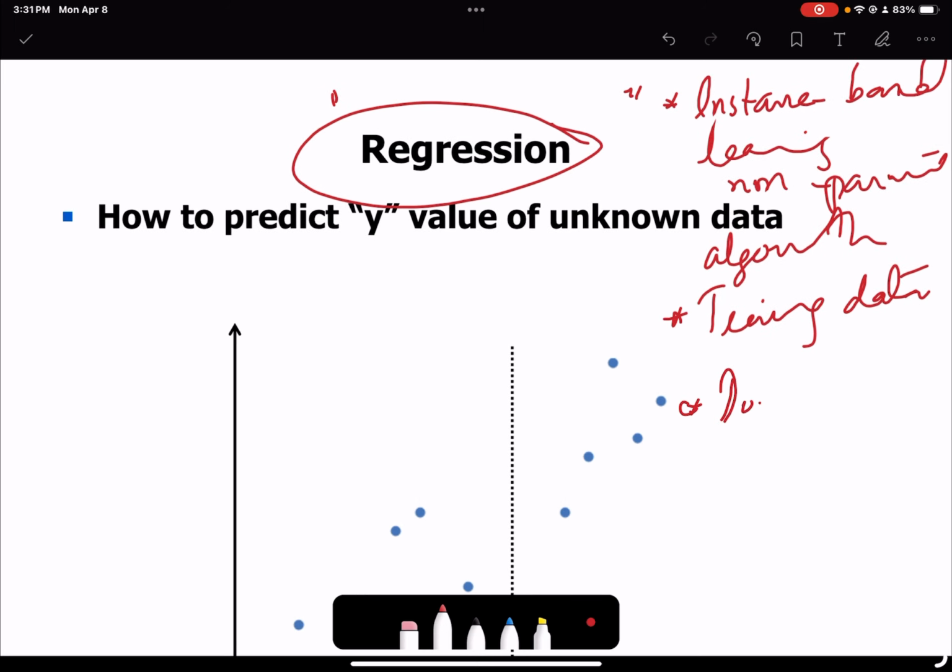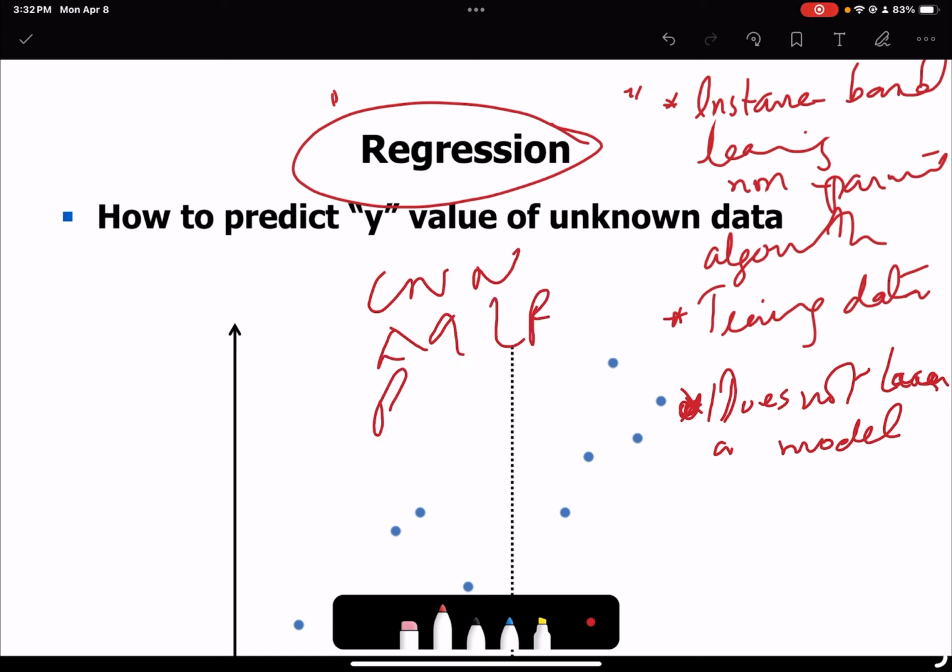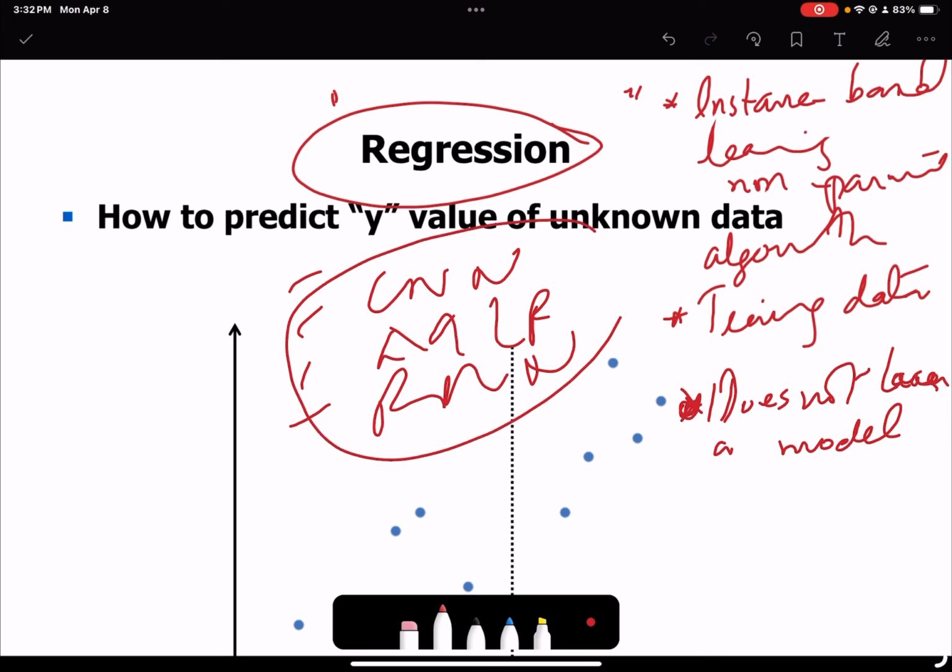It does not learn a model, unlike what we have studied so far. For example, in our CNNs, MLP, RNN, you can see we are trying to train a model, and then based on that we are going to make some predictions. However, in the KNN regression, we do not learn a model to predict the new values, so it is suitable for online type algorithms.